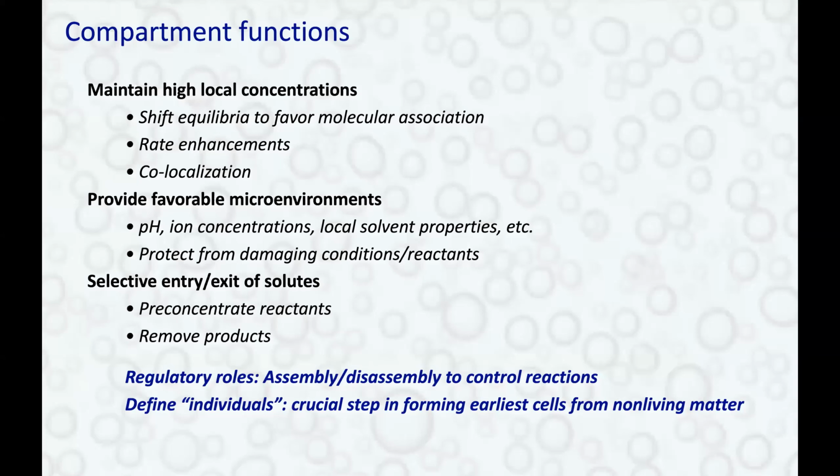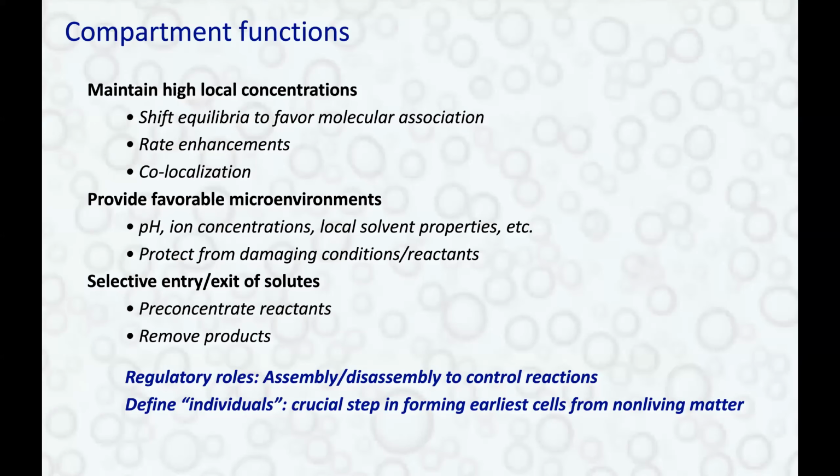So compartments generally are really important on the pathway to life from prebiotic chemistry. Forming compartments is one of the things you really need to have advanced prebiotic function. Some of the things that they could do are listed here. You can maintain high local concentrations. This might allow you to shift the equilibria to favor molecular associations that might not happen in dilute solution. Might allow you to have an enhanced rate, co-localized molecules that might not otherwise be together so that they can interact. It can also provide favorable microenvironments.